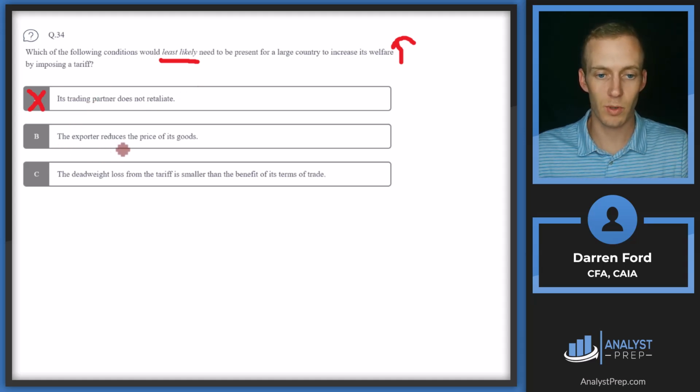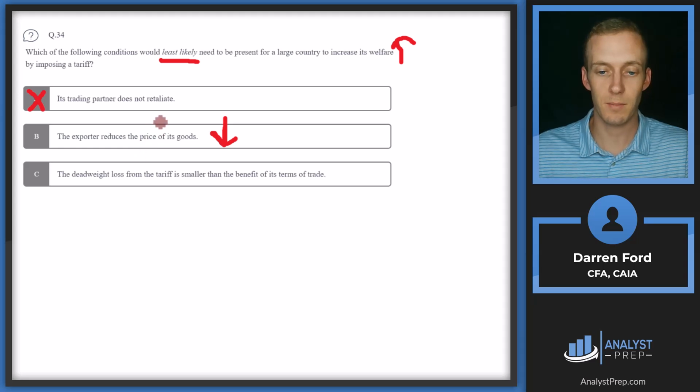B, the exporter reduces the price of its goods. So reducing the price of the goods, this would not increase the welfare of the country imposing the tariff. If the exporter reduces the price of its goods, they might do this to kind of keep market share where the tariff is being enacted. And by reducing the price of the goods, we're going to have less tariff revenue there. And so this could end up hurting us overall. So it looks like B is going to be our answer.